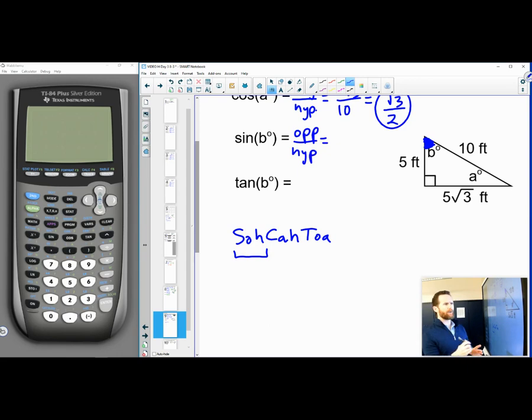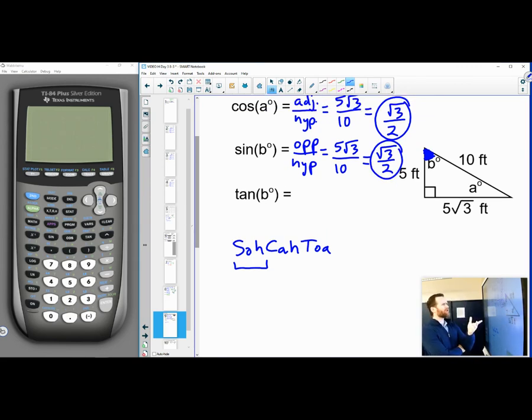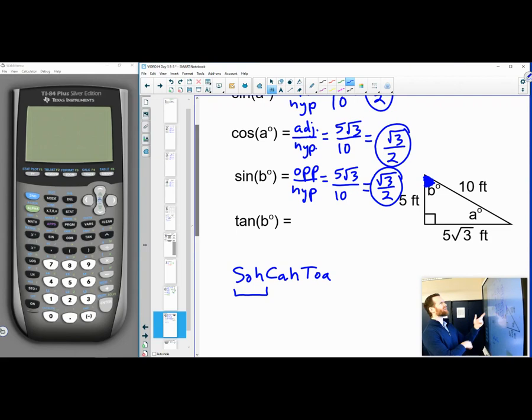And opposite angle B would be 5 root 3. So we bring that over, 5 times the square root of 3, all divided by the hypotenuse, that's still 10. And that simplifies to 1 square root 3 over 2, because the 5 and 10 divide to 1/2. So we can just make it square root of 3 over 2, which is actually really familiar. We just got that same answer up here for cosine of A.